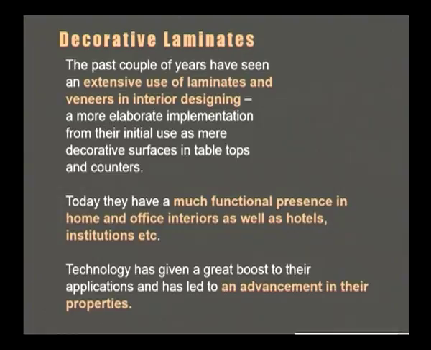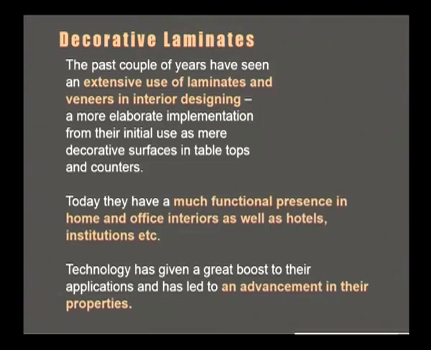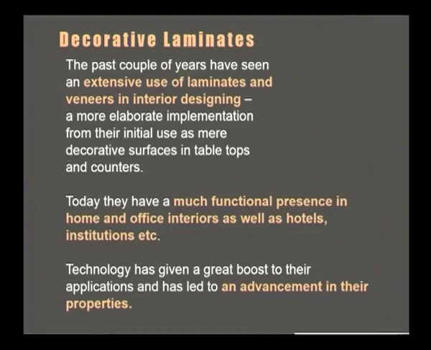We have now come to an important part, which is called decorative laminates. Plastic has an important place in the industry of decorative laminates and the use of laminates. So, we will be looking at laminates and why they are important. The past couple of years have seen extensive use of laminates and veneers in interior designing. When you take interior designing, laminates and veneers are the most important forms of it apart from lighting and other materials. They have a much functional presence in home and office interiors as well as hotels, institutions, etc.